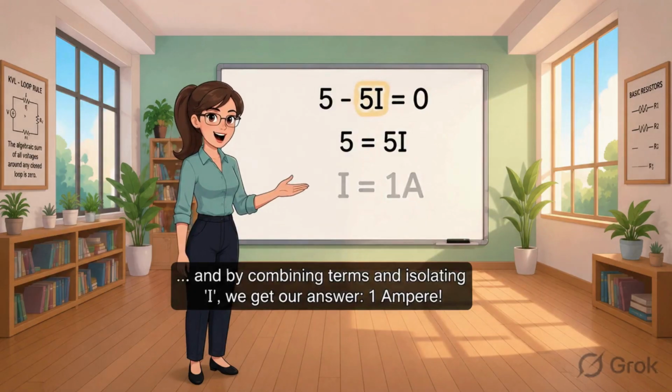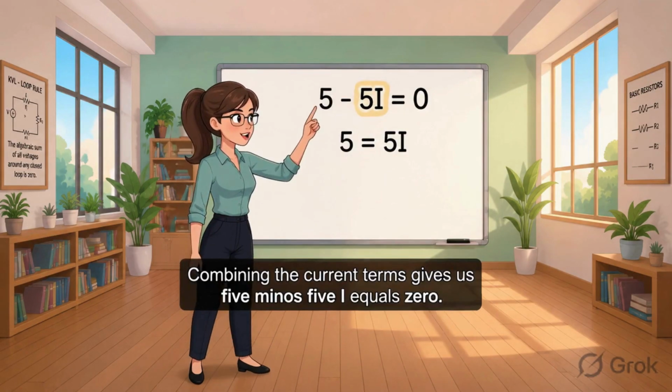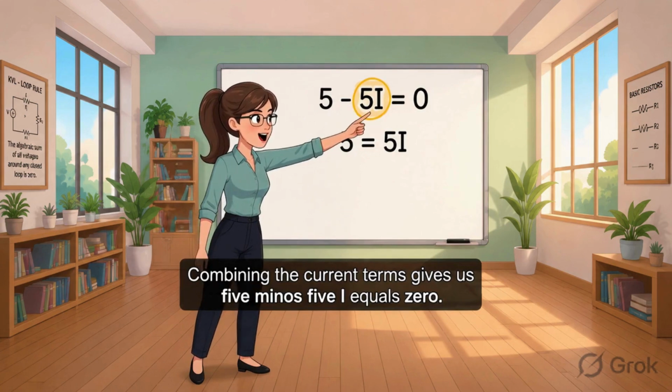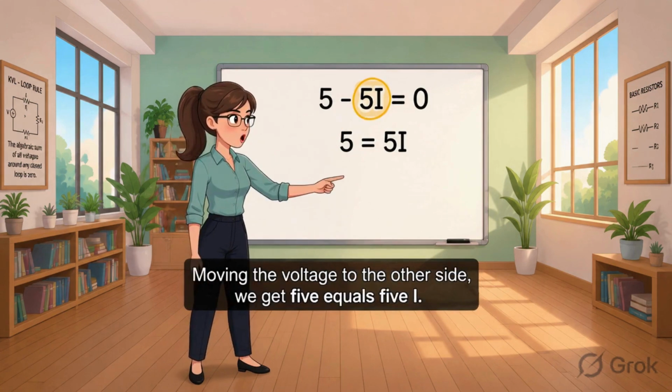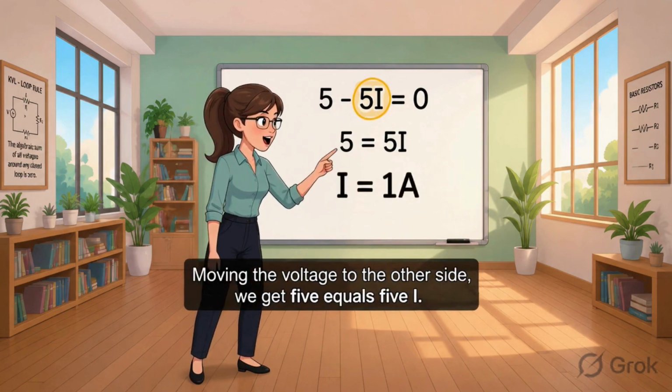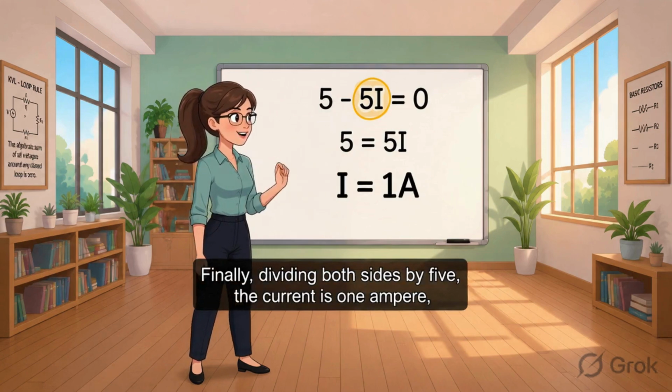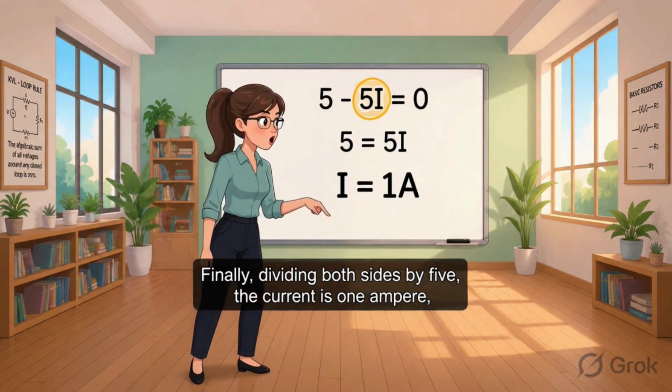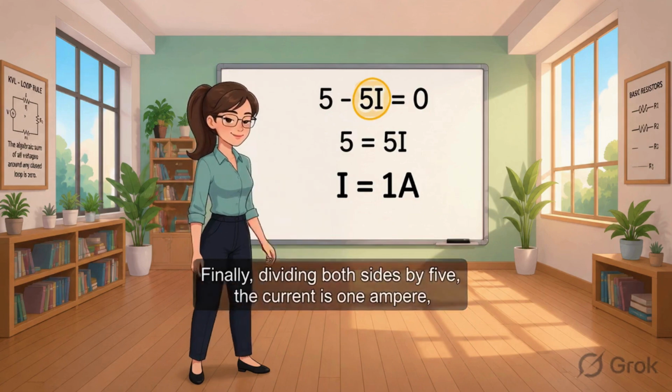Now let's simplify the equation. Combining the current terms gives us 5 minus 5I equals 0. Moving the voltage to the other side, we get 5 equals 5I. Finally, dividing both sides by 5, the current is 1 ampere.